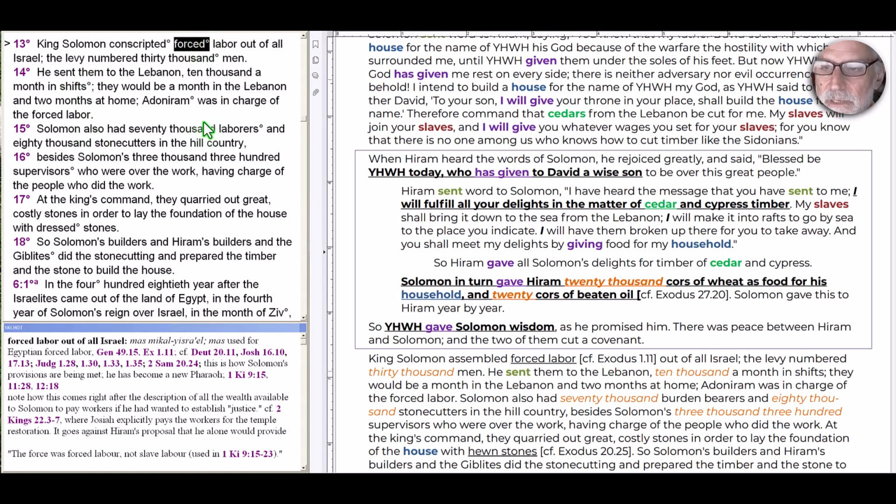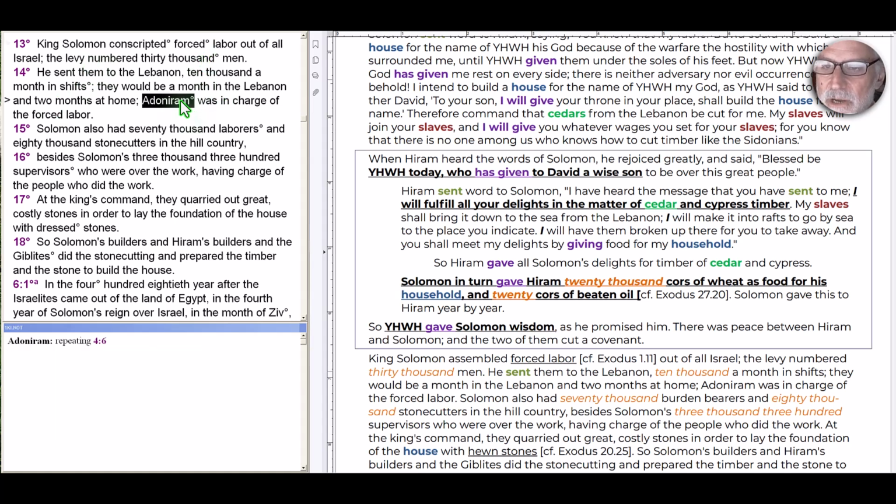And as the story continues here, it's not really a story, as the description continues, it reinforces that because he's got Adoniram in charge of it. But can one man in charge of it really get 30,000 people to cooperate? Notice how he's sending them in shifts, 10,000 a month, or literally each moon, in shifts.